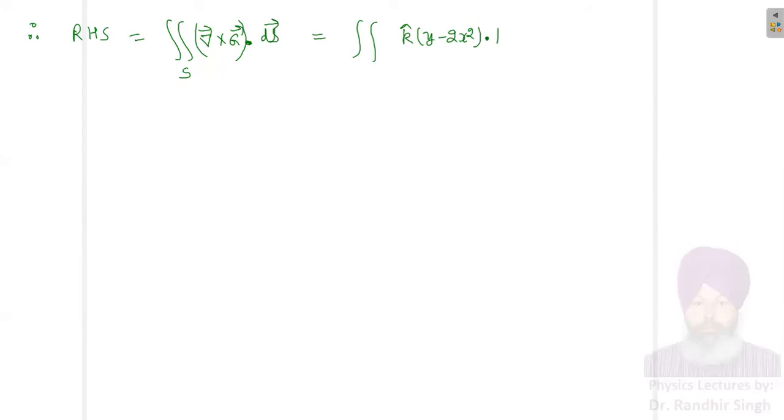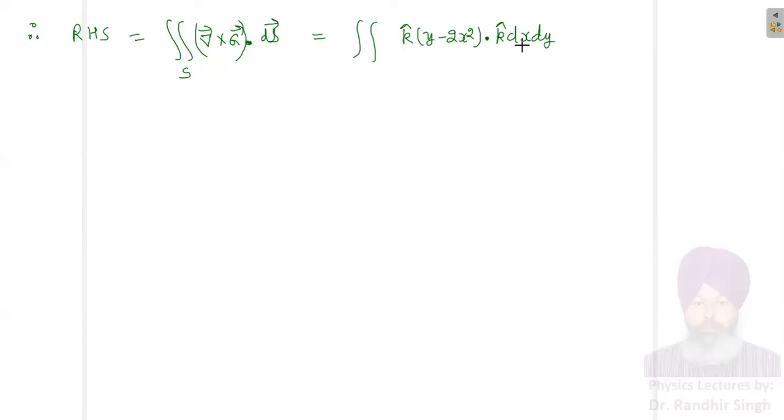So therefore the right hand side is equal to the double integration over the open surface of del cross G dot ds. And it will be equal to the double integration, where del cross G is actually k cap into y minus 2x square, dot k cap, and it will be dx and dy.